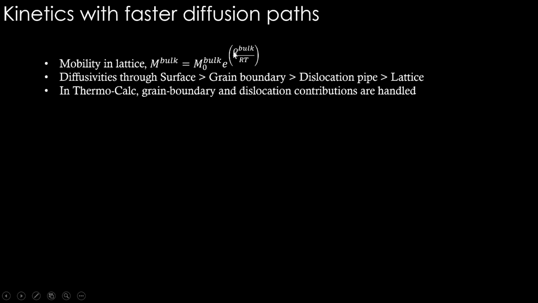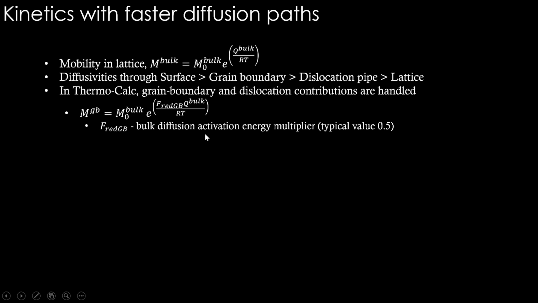Okay, so what is done is simply a fraction is multiplied with this Q bulk. Let's see how it is. Mobility through grain boundary is M0 bulk multiplied by exponential of minus F red GB Q bulk divided by RT. So this F red GB is the fraction that we are talking about. It is the bulk diffusion activation energy multiplier. So this is basically a fraction, typically 0.5. So half of the original activation energy is usually considered, and this can be modified by the user.